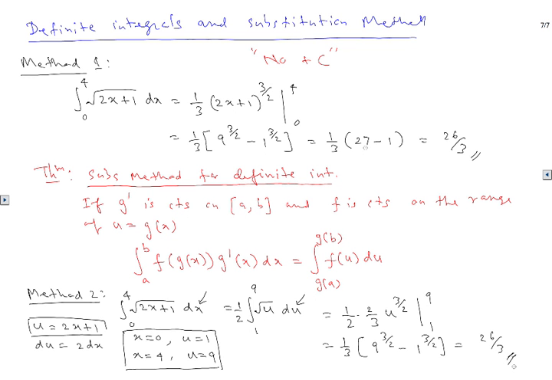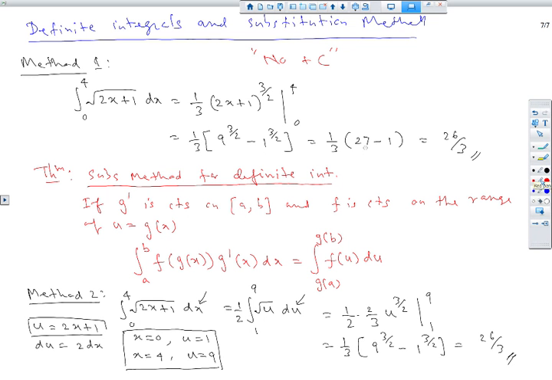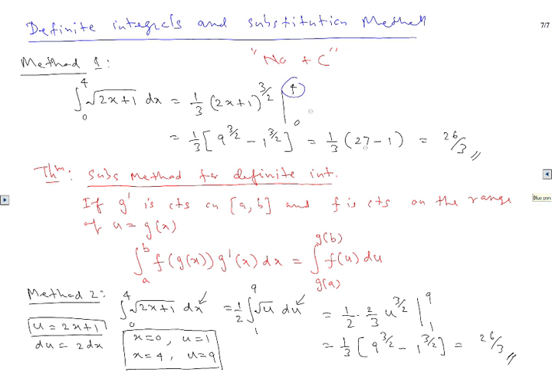Good, very good. Remember, I did both on the same page just to compare the two. You do not go back to the original variable. You finish the problem within u. But it's up to you how you do it. So what are the two methods? First, you finish the integral in terms of the original variable and use the original limits, 0 and 4. Or you can do the integral in terms of the new variable and use the new limits.